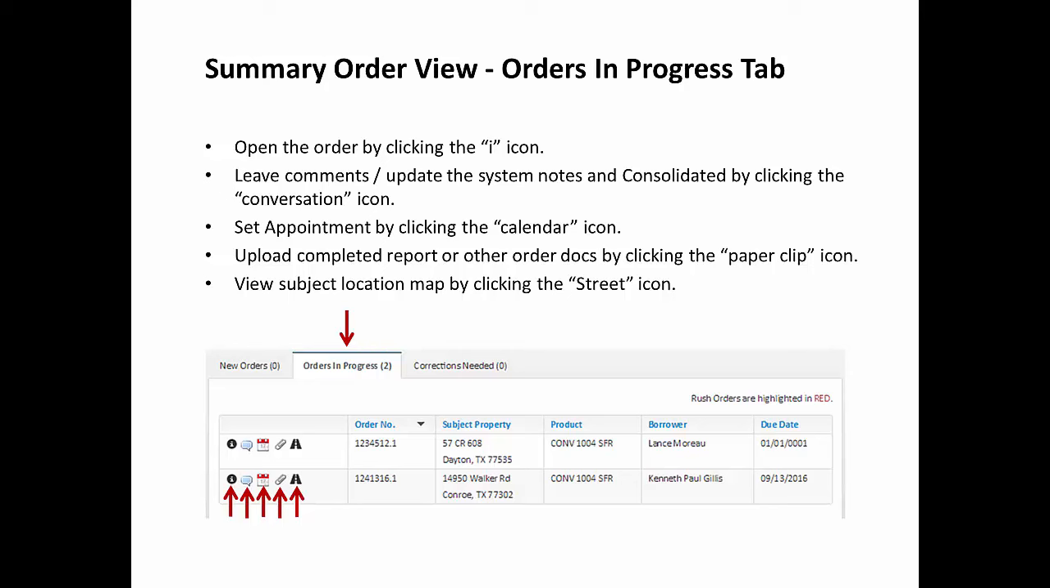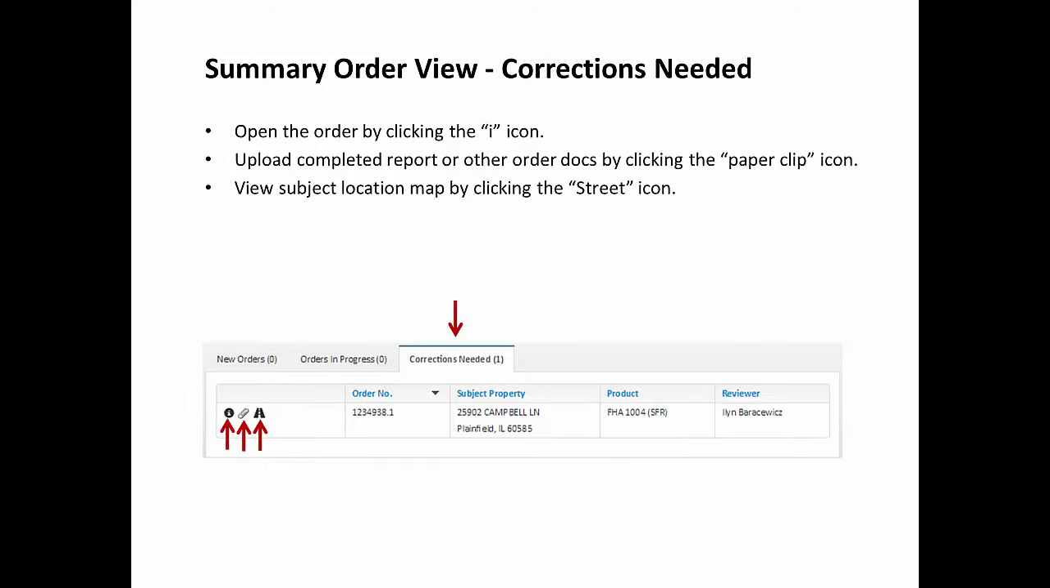After you've submitted the final appraisal, our appraisal review team will either pass it through to the client, or if it needs correction, we'll update the system of your corrections needed, which will then pass it on to the next tab, Corrections Needed. In your Corrections Needed tab, we see a few icons relevant for this stage of the appraisal. The eye icon will always open the main order view. The paperclip icon is used to upload the revised appraisal in this situation. And the street icon is to view the location of the subject property.